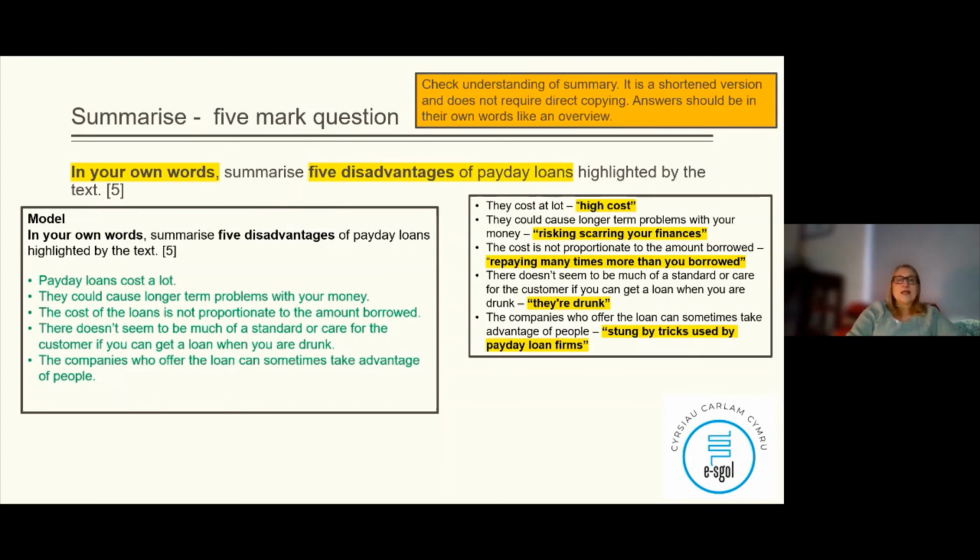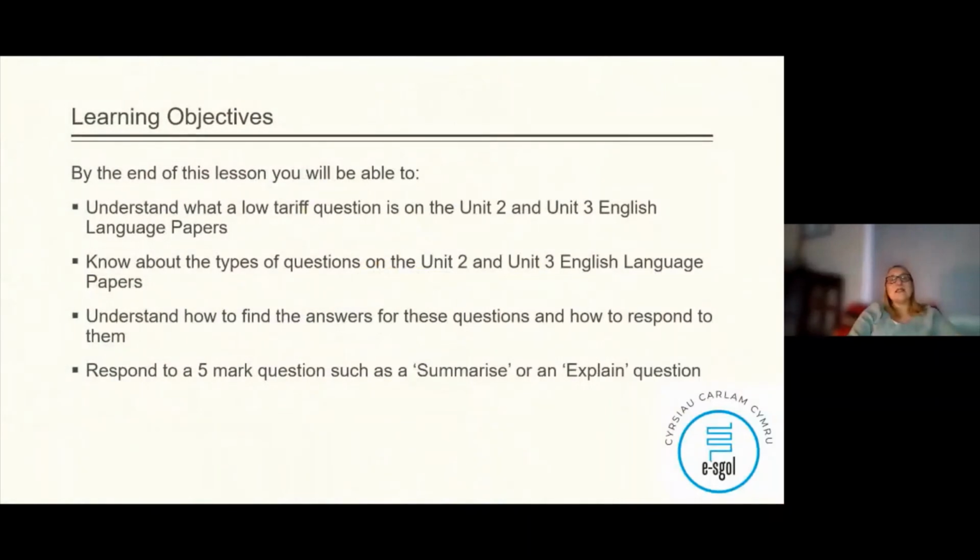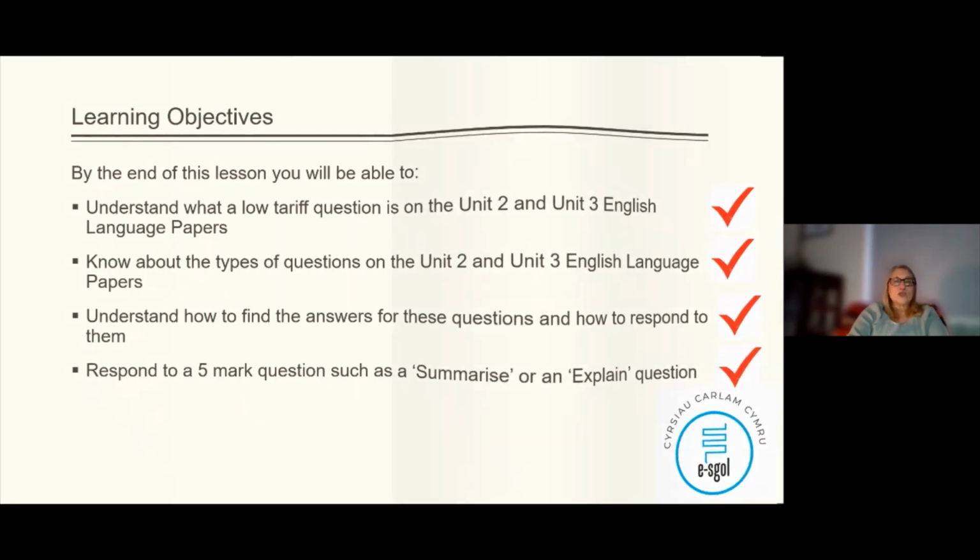Okay. Cool. Right. So we're just coming to the end of the lesson now. So we're just going to check that I've been through all of the learning objectives. So I've explained to you what a low tariff question is on the Unit 2 and Unit 3 language papers. So that's done. We've seen a sample of the types of questions on the Unit 2 and Unit 3 English language papers on the reading side. I hope you now understand how to find answers for the questions, how to respond to them, and how to respond to a summarise or an explain question, a 5-mark one. So I'm hoping I've completed all the learning objectives.